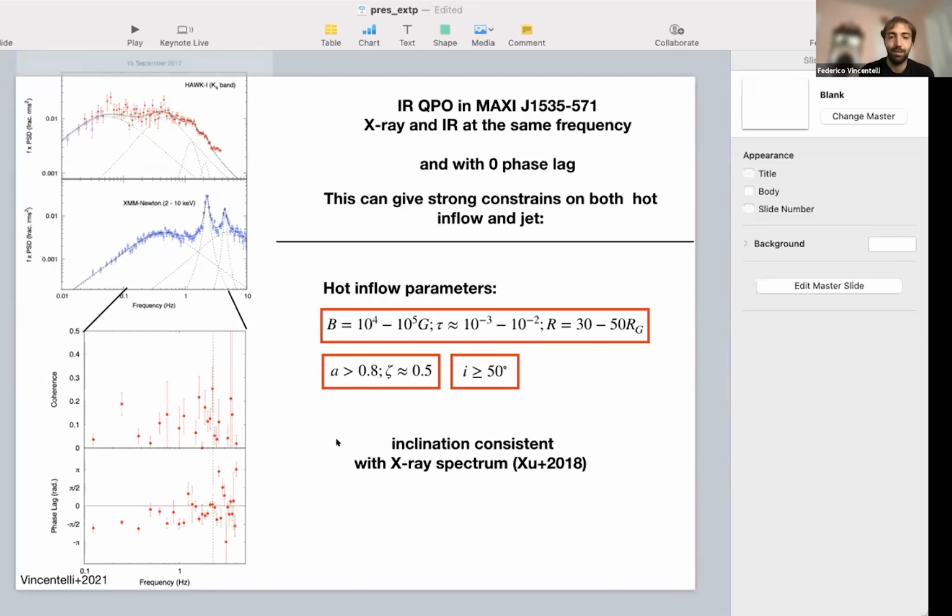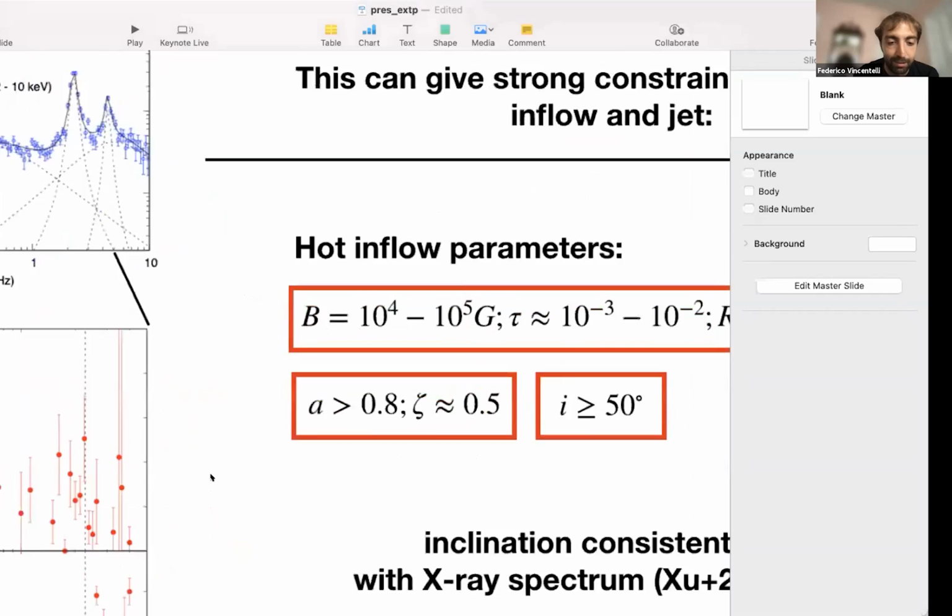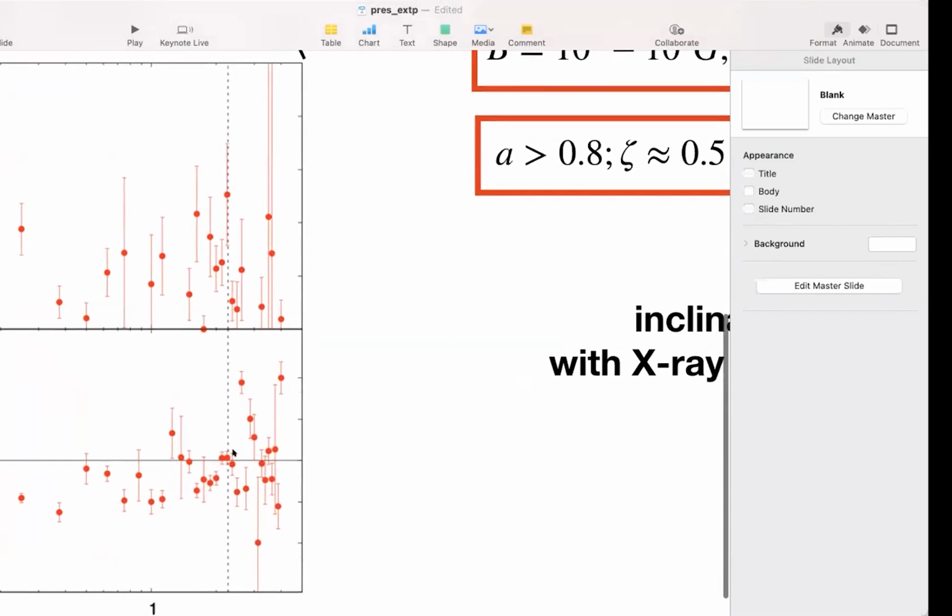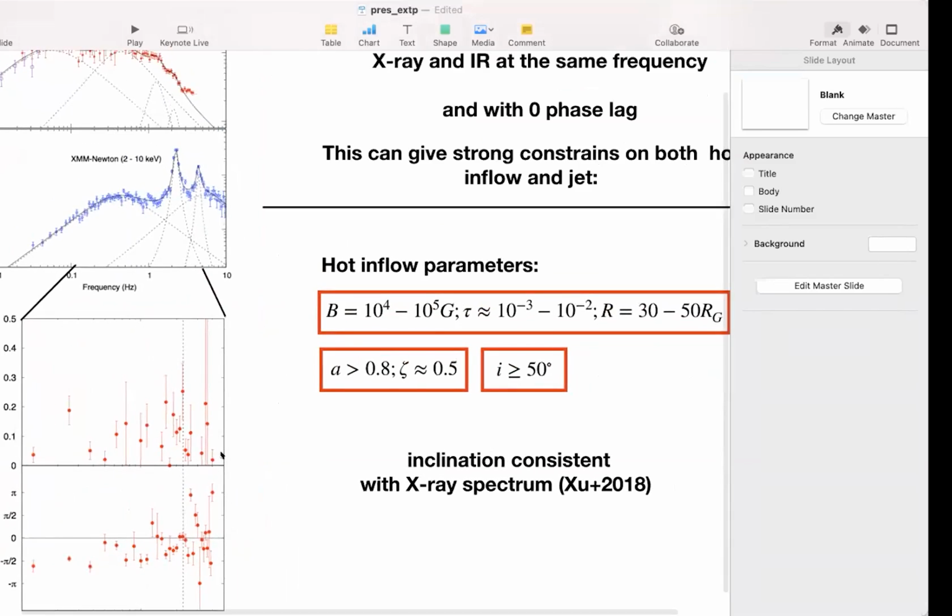Now, the QPO, this extra component here. I think there is something going on in the infrared also. It's not like a QPO, but there's some feature there. It's a 2 sigma detection there, but if you look at the phase lag, it is quite clear. Which one leads which? They're simultaneous? They are simultaneous. They have a 0 phase lag.